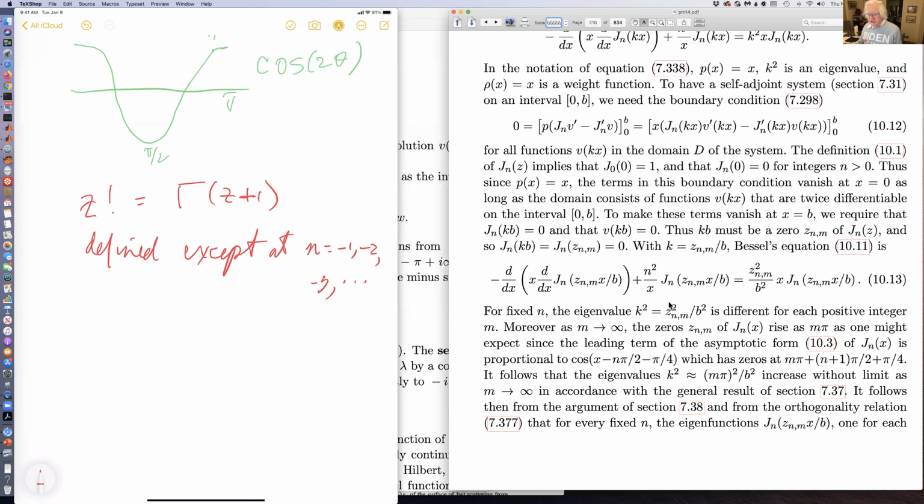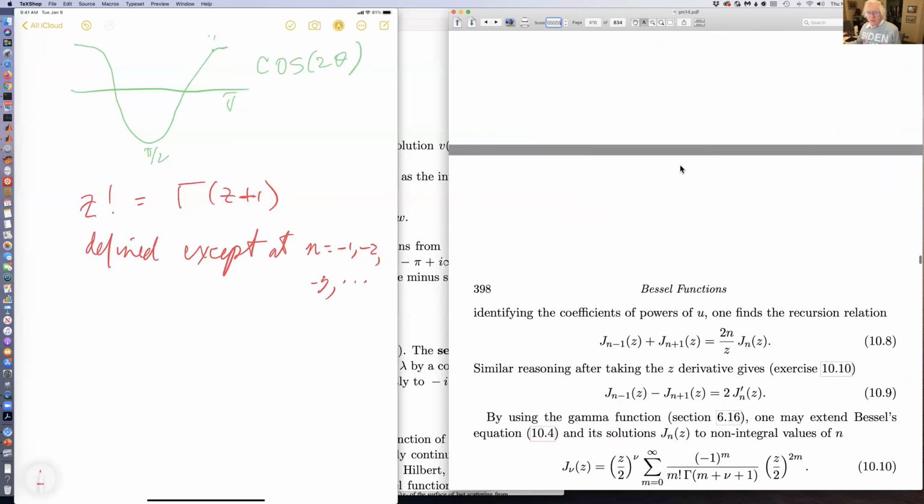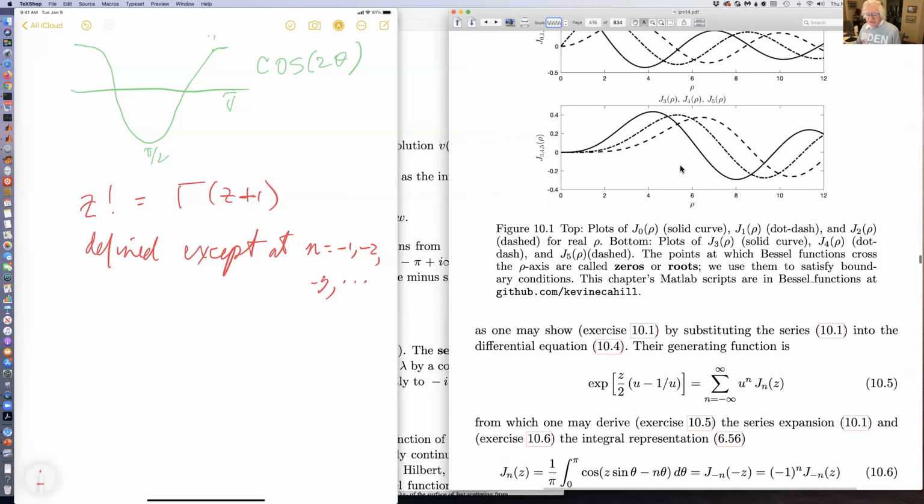Now what we see is that the eigenvalues are z nm squared over b squared, where b is the endpoint of the interval. For fixed n, the eigenvalues are different for each positive integer m. And we can get some idea of what these zeros are when we notice that, where is it?